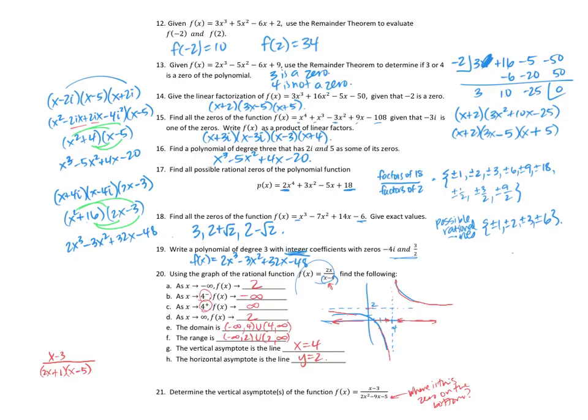So that means that the bottom is 0 whenever 2x plus 1 equals 0, or when x minus 5 equals 0. So when 2x plus 1 equals 0, that means x is equal to negative 1/2. And when x minus 5 equals 0, that means x equals 5. So those are my vertical asymptotes, x equals negative 1/2 and x equals 5. So those are my two vertical asymptotes.